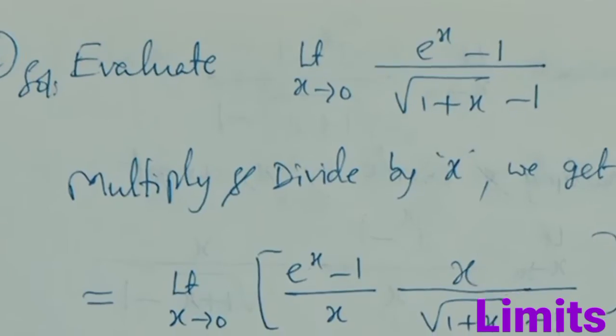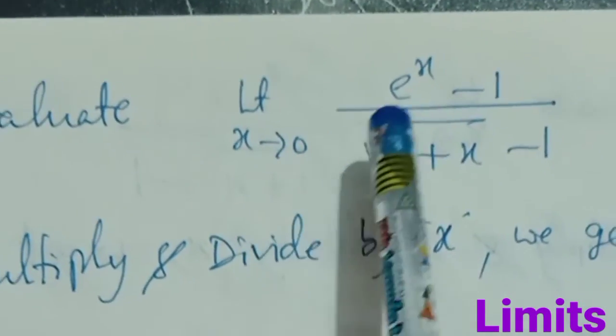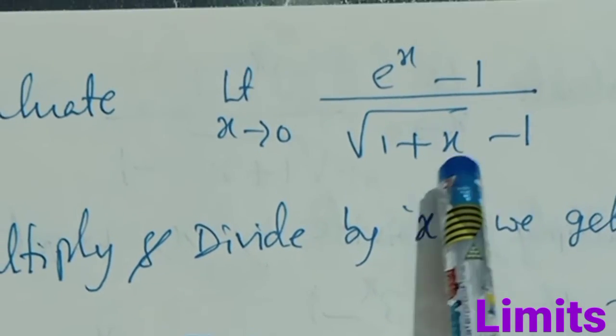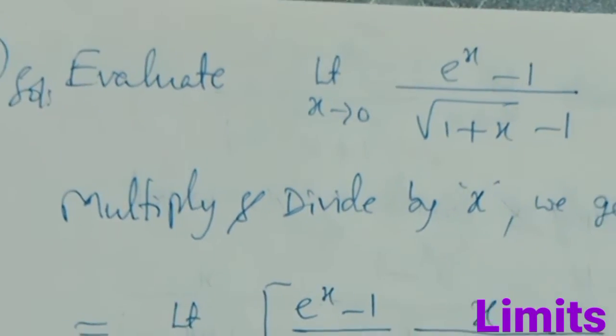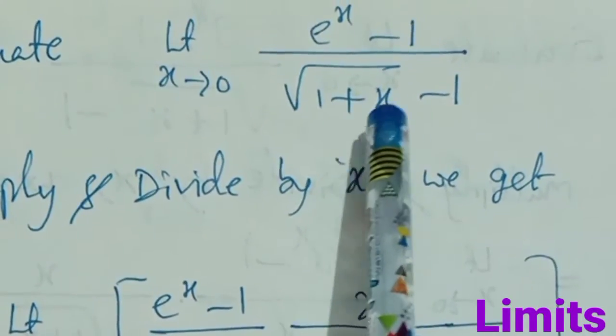Next, second one, evaluate limit x tends to 0, e power of x minus 1 by square root of 1 plus x minus 1. Now in this one denominator value is square root of 1 plus x minus 1.